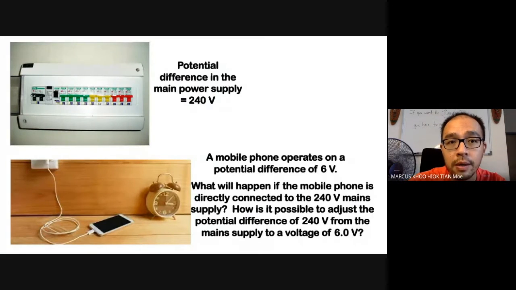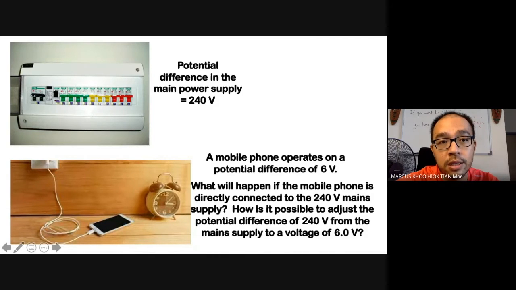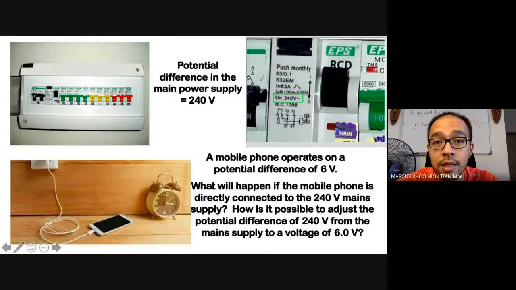Okay, look at our house, when we have a switchboard like this, I think it's called a switchboard. Usually the potential difference or the voltage that is given to us in the power supply is about 240 volts. You will see this over here. But our mobile phone, when we charge our phone, they only operate on the potential difference of 6 volts. So the question is, how is this 240 volts converted? How is it transformed into 6 volts? By use of a transformer.